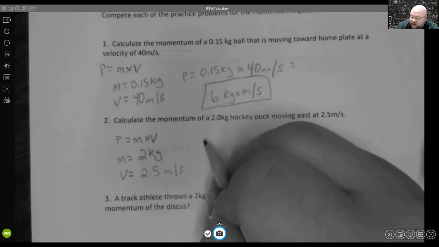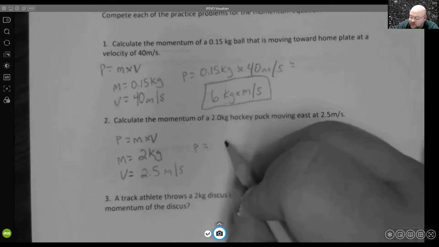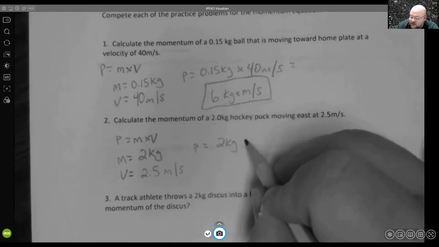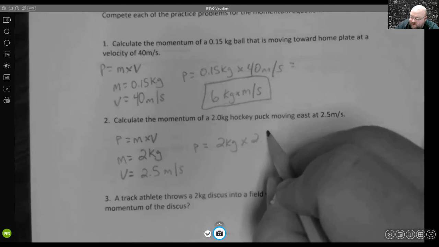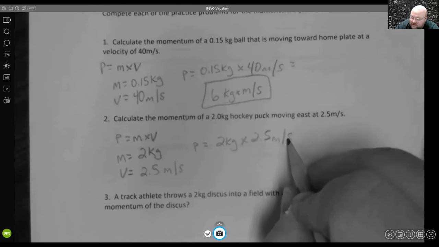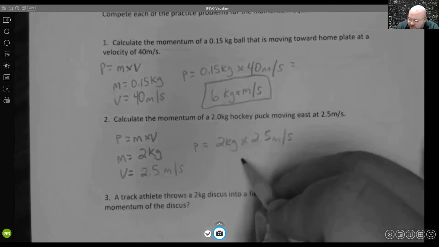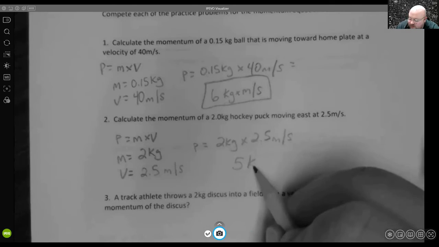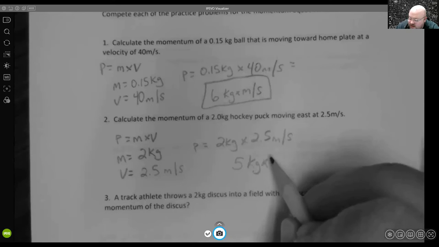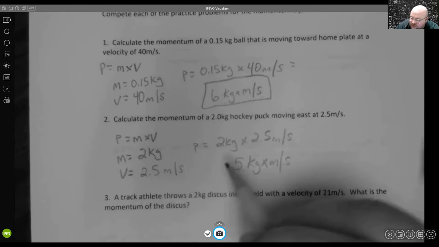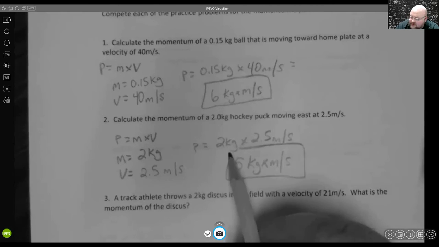Okay. Plug it all in. P equals 2 kilograms times 2.5 meters per second. And when you multiply 2 times 2.5, that comes out to be 5 kilograms times meters per second. And that is our answer.